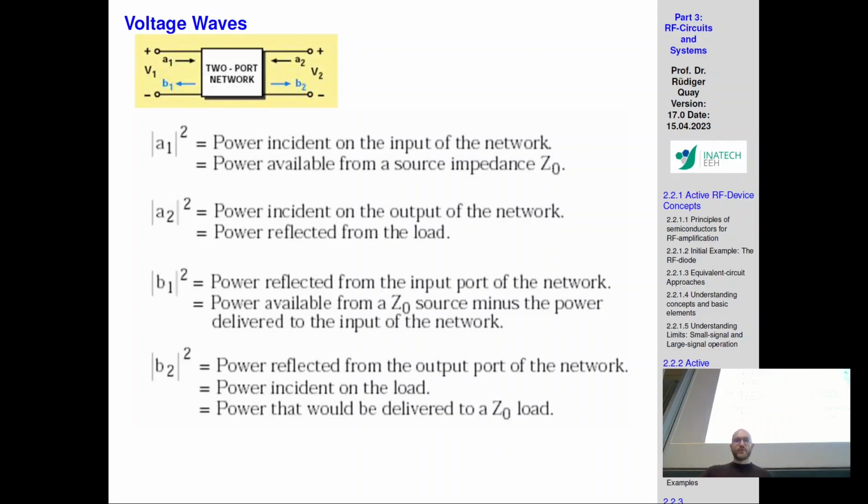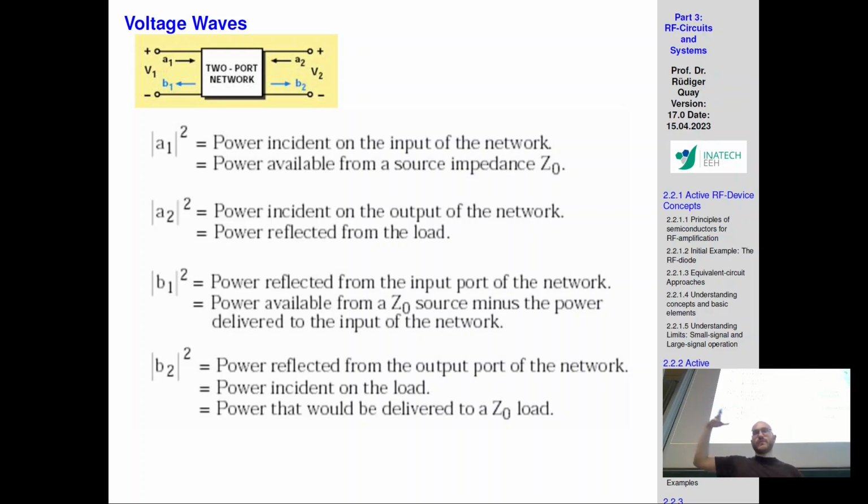The power reflected from the input port of the network is the power available from the Z0 minus the power that has been delivered to the Z0. It is a similar concept for the output. You have A2, which is the voltage wave entering the output of the device. If you take the absolute value squared, you have the power of that value, and you define that as the power incident into the output of the network.